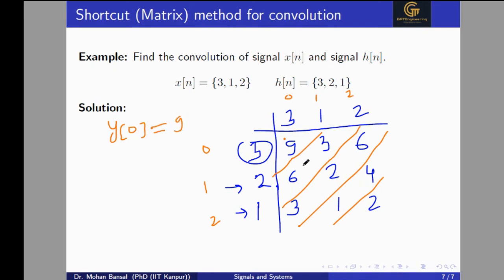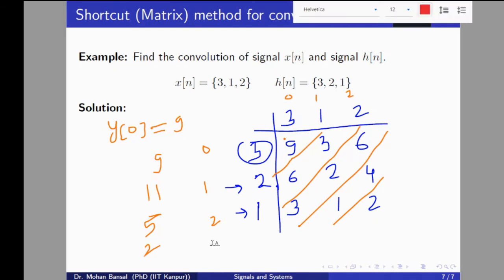Now within this diagonal, we add 6 and 3 and get the next value, that is 9. Then we add 3, 2 and 6: 3 plus 2 is 5, 5 plus 6 is 11. Similarly, we add 1 plus 4 and get 5, and the last element is 2. So what we get is 9, 9, 11, 5 and 2 as the values of y.